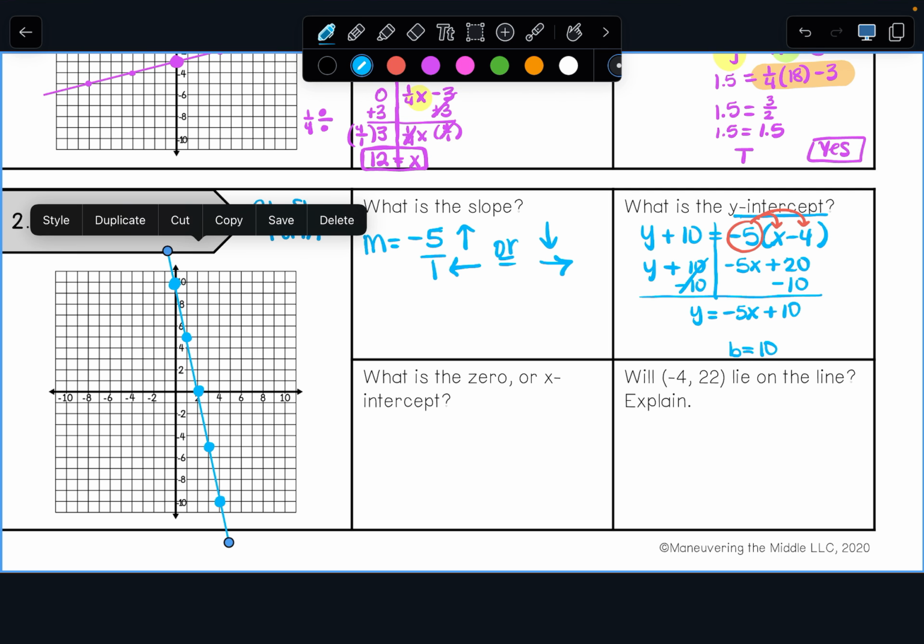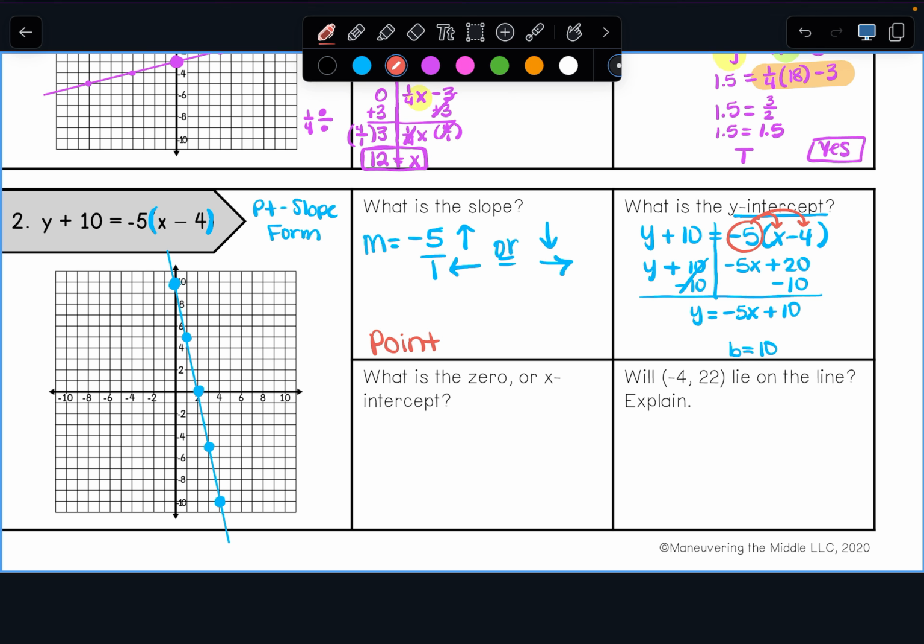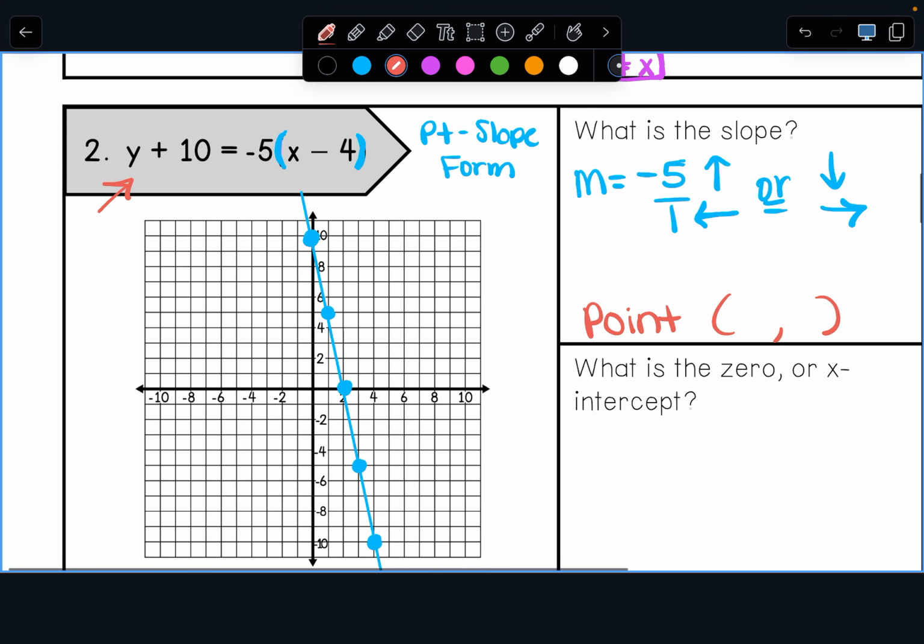Now this is an equation written in point-slope form. We could have graphed this a different way. We could have graphed the point. What point can we grab from this equation to avoid solving?